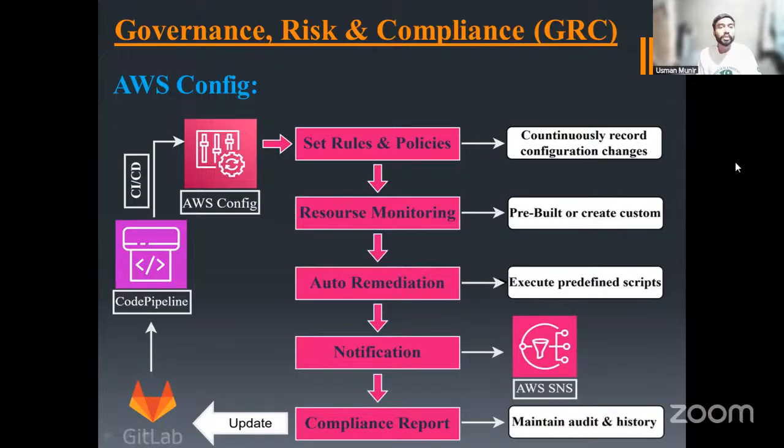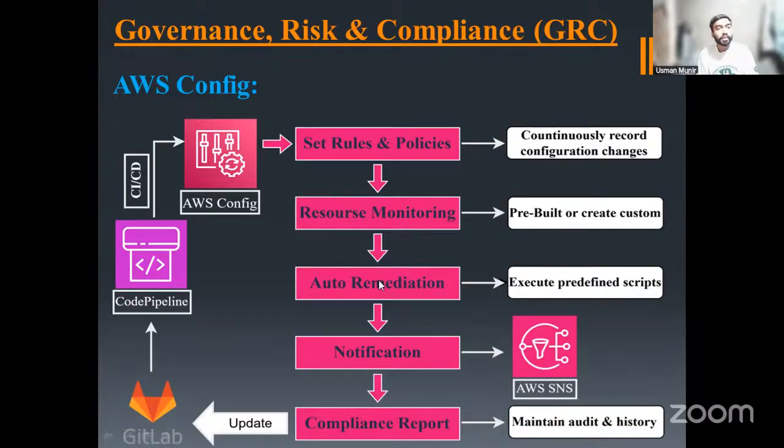It continuously records configuration changes, to define rules and policies, and there are some pre-built or custom rules. So for resource monitoring, we will use other AWS services, and when AWS Config monitors or detects any issue or any non-compliant thing, then auto remediation comes into work and executes predefined scripts, some custom scripts or predefined scripts.